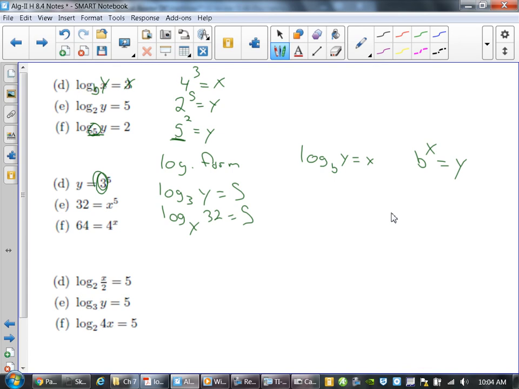And then what would the last one be? Log base 4 of 64 equals x. There you go. Log base 4.